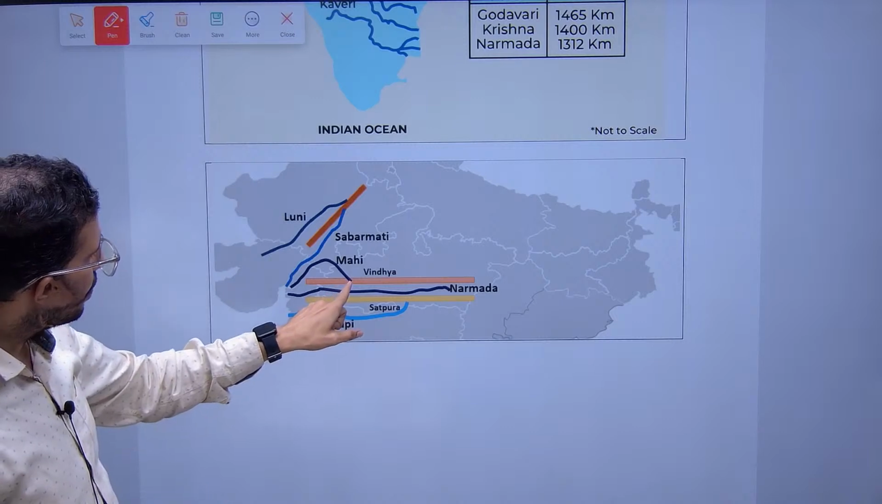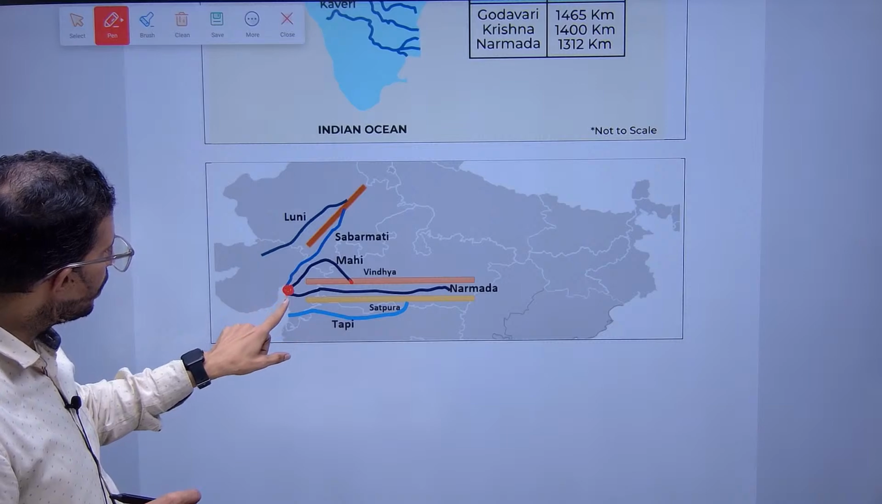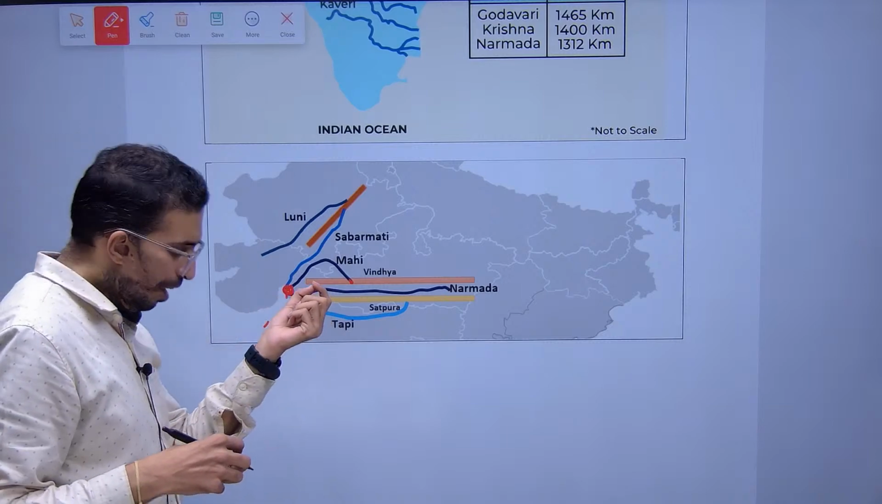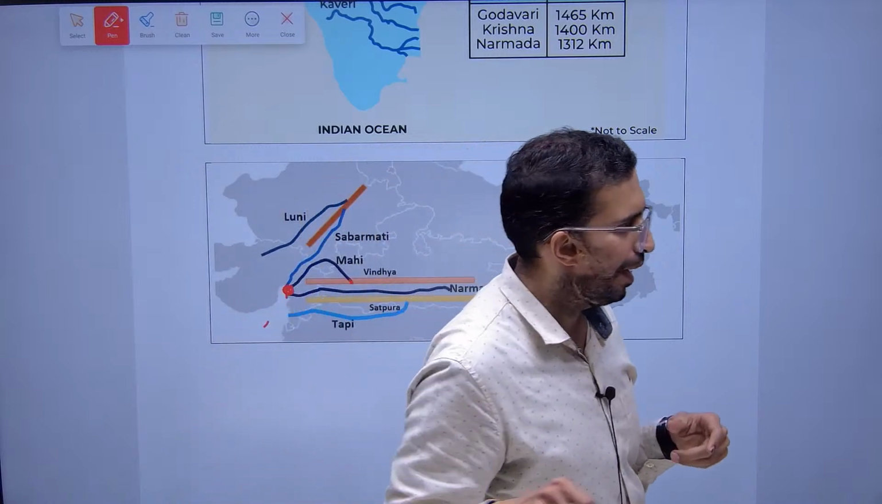Mahi river has its origin in the Vindhya and drains into the Gulf of Khambat. Can you tell the peculiar fact about the Mahi?